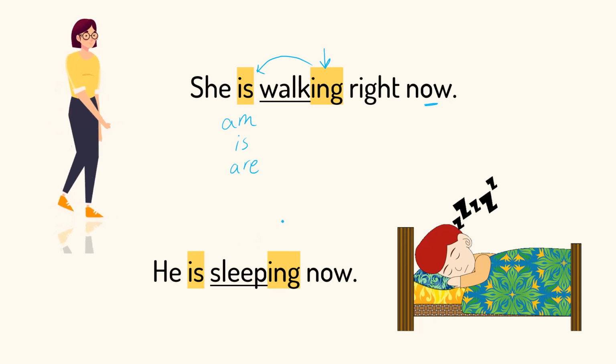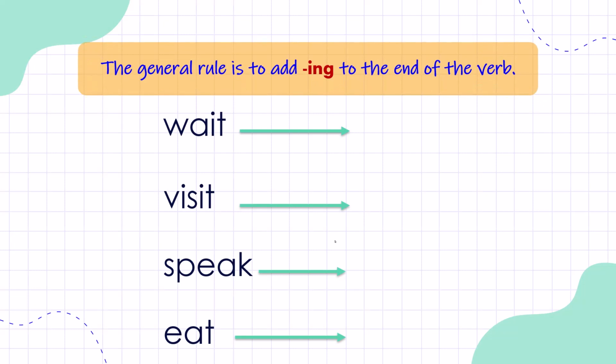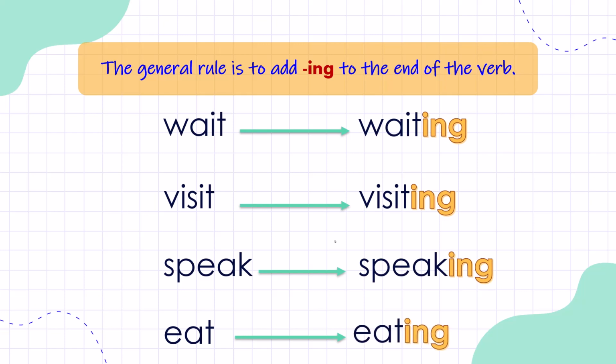Anyway, look at here, ing. I've added ing to the word sleep. The general rule is to add ing to the end of the verbs, like in the word wait, waiting, visit, visiting, speak, speaking, eat, eating. Nothing special, just add ing to the verbs.